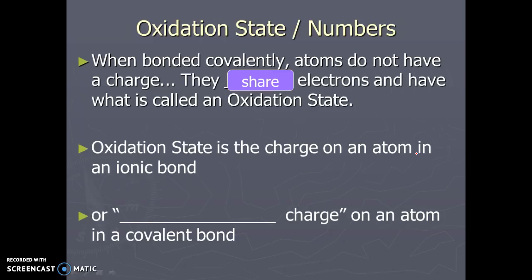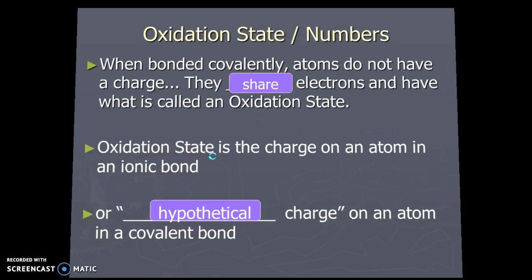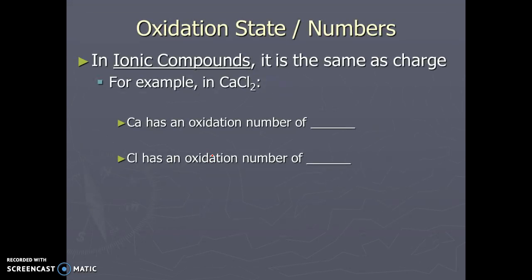If it's an ionic bond, the oxidation state is pretty much the same thing as charge. We'll give you some examples in a minute. But for covalent, you can think of the oxidation state as a hypothetical charge on an atom when it's bonded. It's not really gaining or losing, but it's what's going on in the process here. So let's look at those two situations. In ionic compounds, it's really easy. Oxidation state is the same thing as a charge.